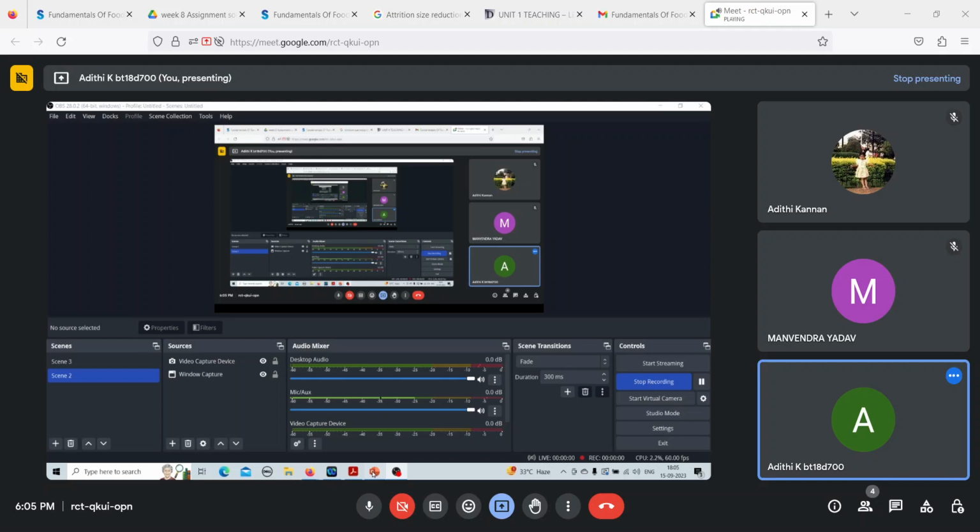The definition of sphericity? If there is any part that needs to be repeated, kindly let me know. We'll repeat that part again. Moving to the next question.